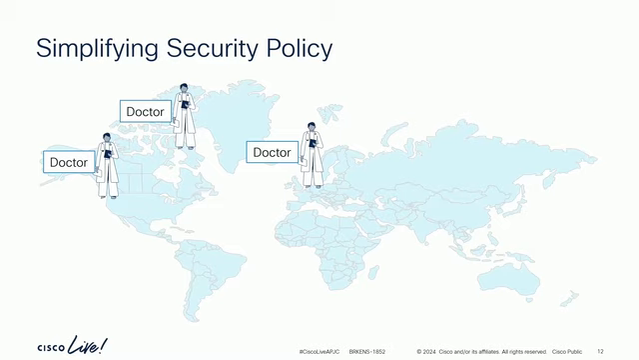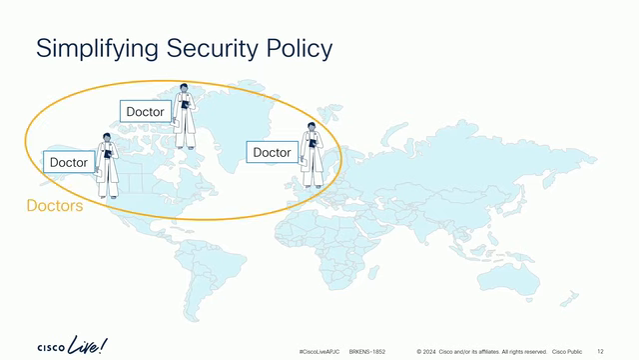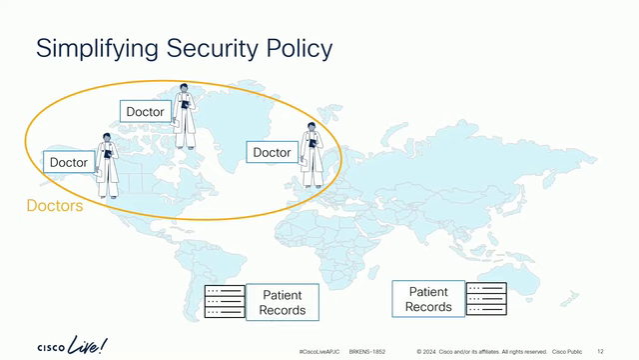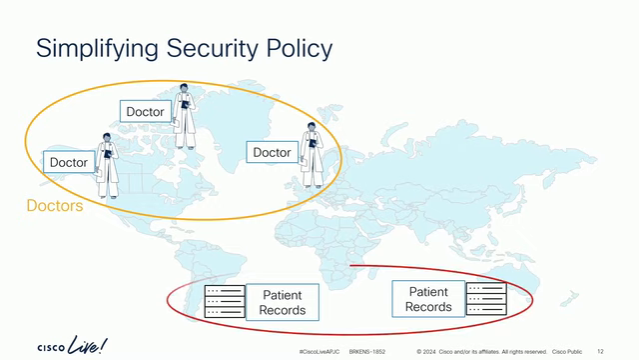Now, assuming we want to deal with these doctors in a similar security way, why don't we group them together and call that group something which is meaningful, something like doctors, and then try and deal with that as a group basis instead of dealing with them as individual entities. So there's something else here called the patient record servers or services. Instead of dealing with them individually, why don't we group them together because they have a similar security need?